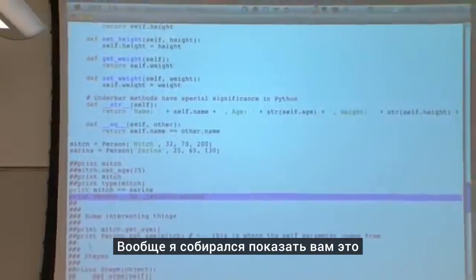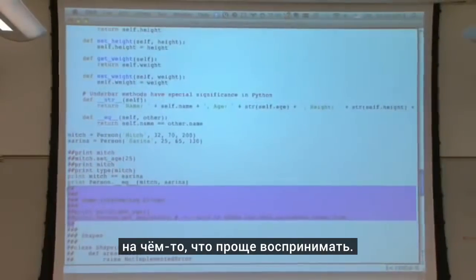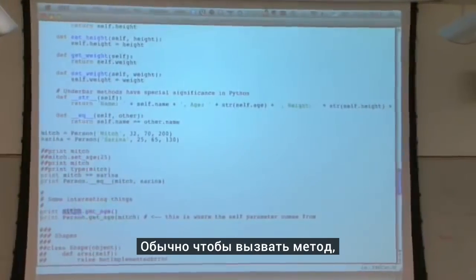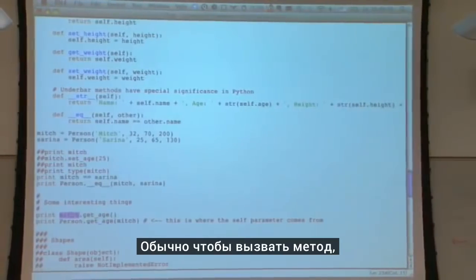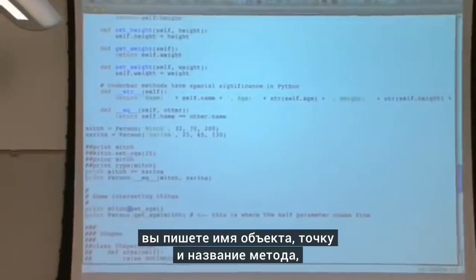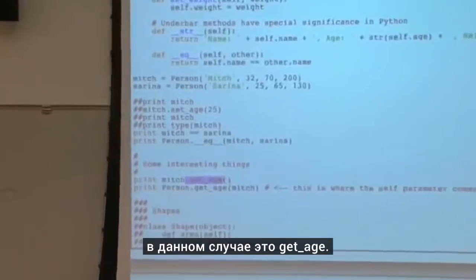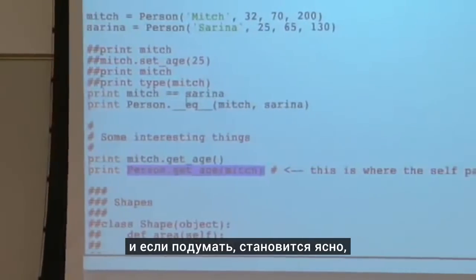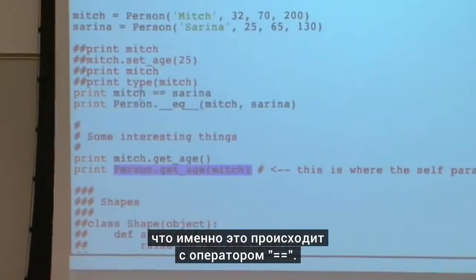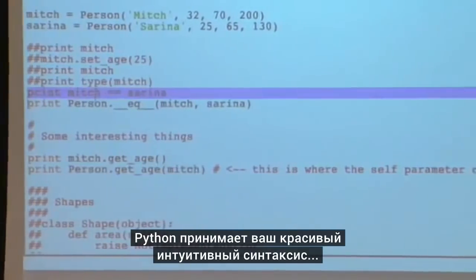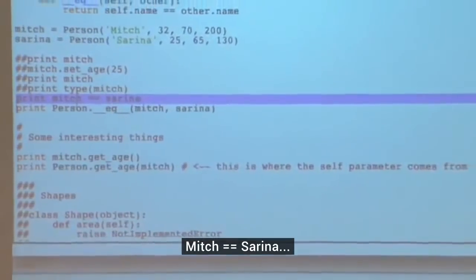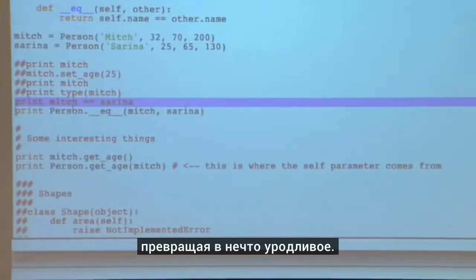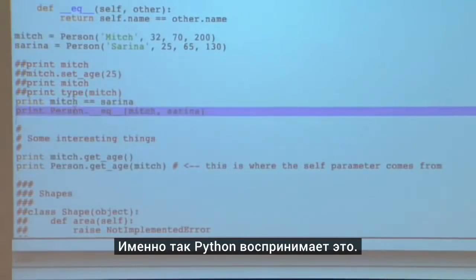And I was actually going to show that with something a little bit easier to comprehend. So I have a method called getAge, an accessor, right? Usually, you call a method by having a reference to the object, dot, and then whatever method name, right? In this case, getAge. You can also write it like this, which is, if you think about it, exactly what happened with the double equal operator, right? Python took your nice intuitive syntax, Mitch, double equal Serena, and totally mangled it and made it something completely ugly. And this is how Python would actually see it.